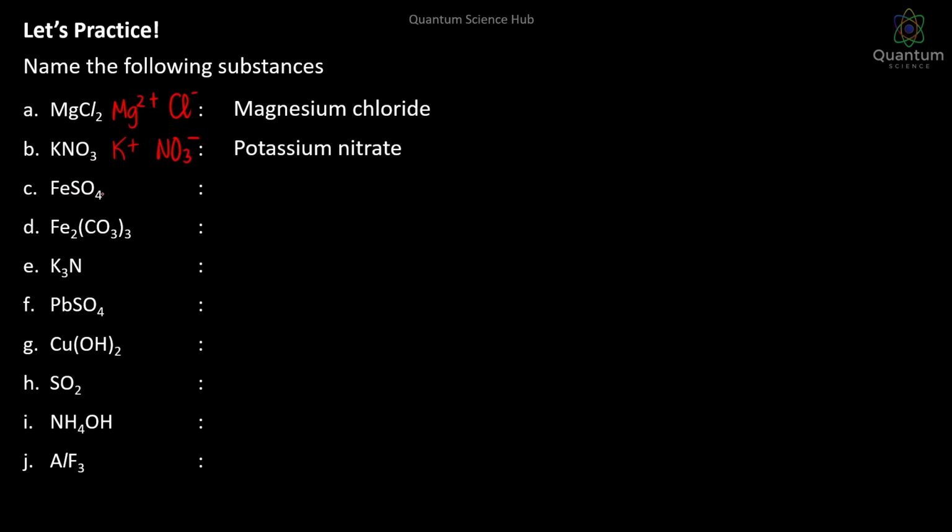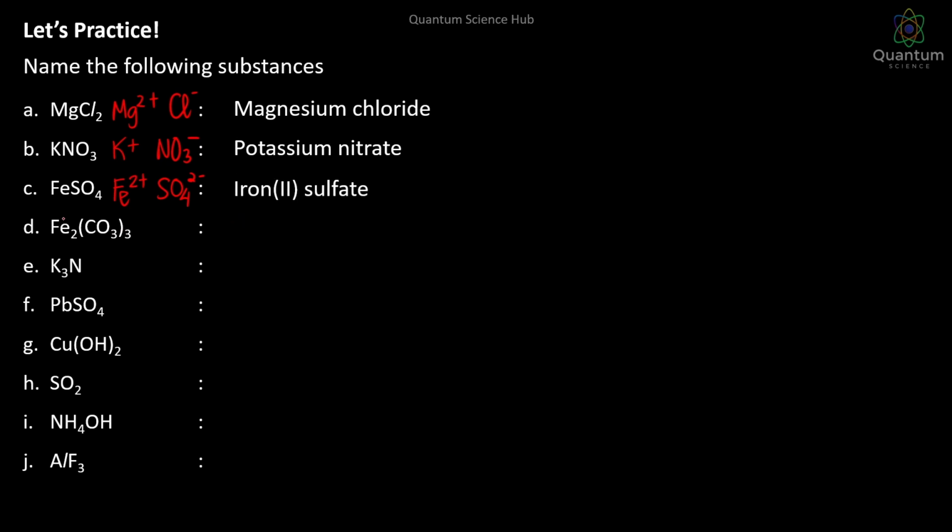Iron sulfate. Remember, because iron is a transition metal, it can be iron 2 or iron 3. But sulfate is SO4 2-, and here we don't have the 2. So from here, I know iron must be 2+ as well. So they can cancel each other and become FeSO4. Because this is iron 2, the name here is iron 2 sulfate.